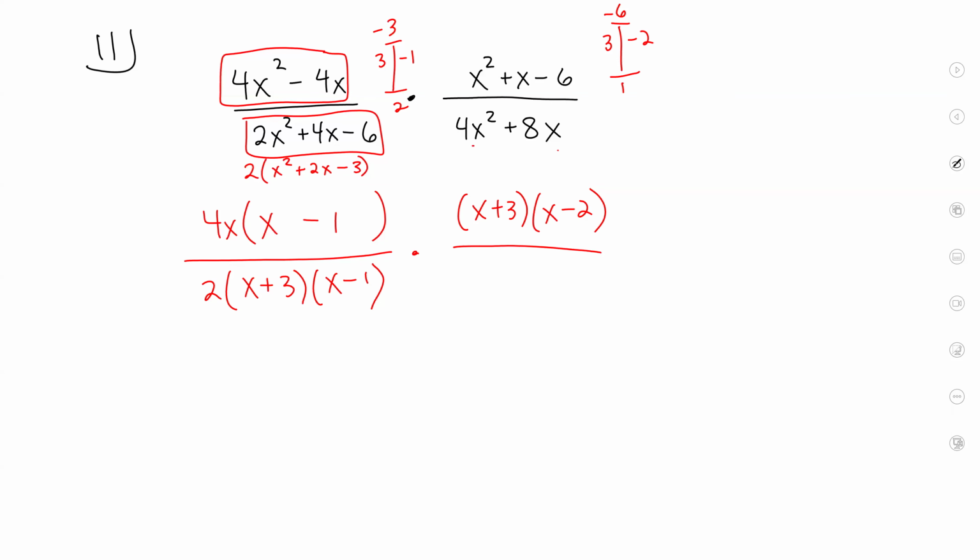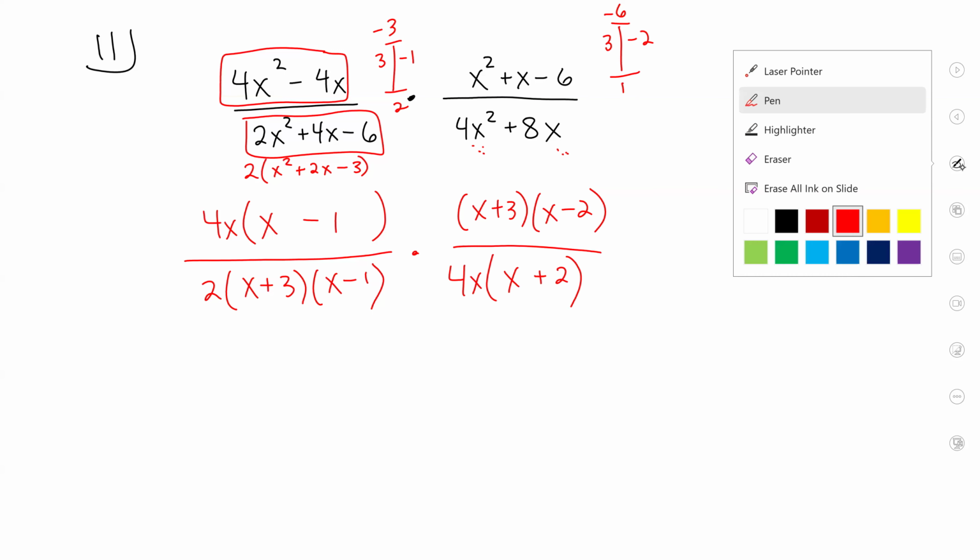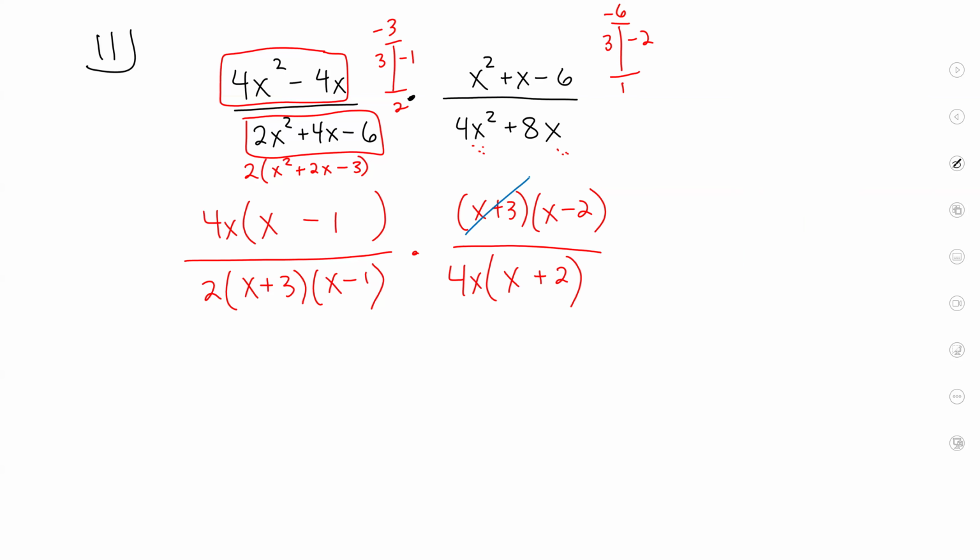What can these both be divided by? 4x. So 4x is on the outside. I'm left with an x plus 2. Perfect. All right, we factor everything. Now we just cancel things out. This is in the numerator, that's in the denominator, those cancel. That cancels out. 4x cancels with 4x. Okay, so what is left over is my answer. I have x minus 2 in the numerator, and I have 2 times x plus 2 in the denominator.